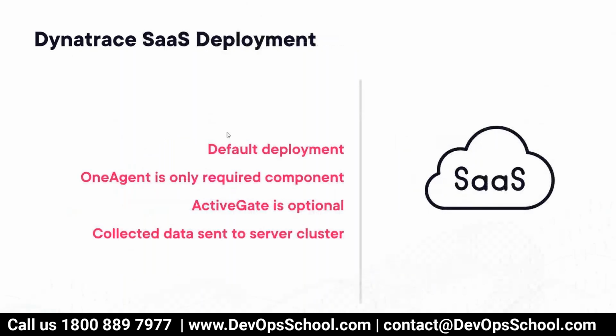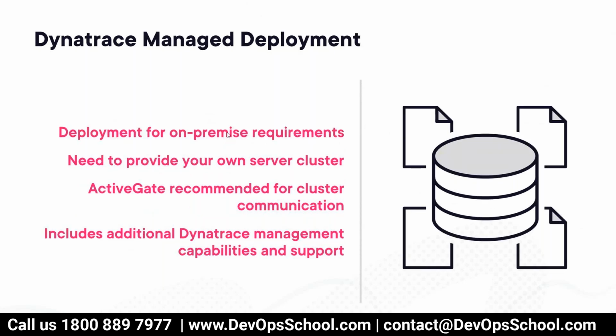So the SaaS model includes default deployments. That means you don't have to install or configure the Dynatrace server. Just focus on the OneAgent installations, and then it will be installed. And ActiveGate is optional for this. Okay, managed deployment, if you want to manage your own deployment, this will help you. Deployment for on-premises requires you to provide your own server cluster. ActiveGate is recommended for cluster communications and so on.